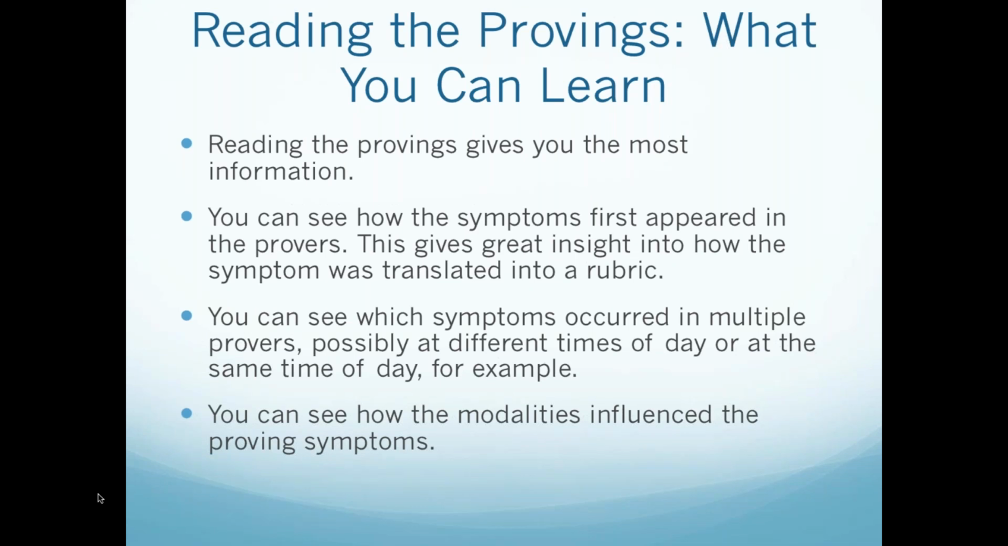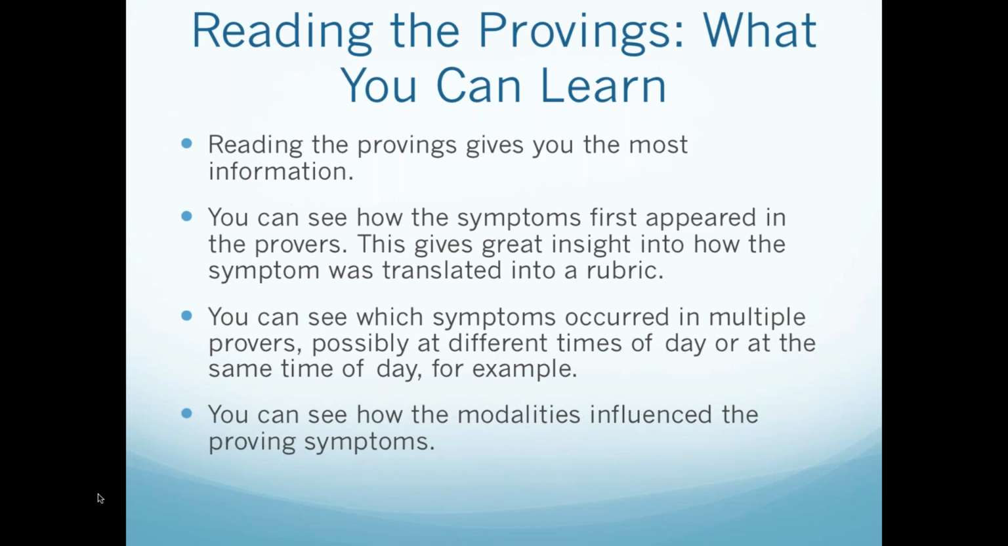You can see how the symptoms first appeared in the provers. And this gives great insight into how that symptom was translated into a rubric. And, you know, I know that sometimes I'll look at a rubric and you'll see a lot of different remedies in there. And Sue, I remember we had you give a talk on this years ago at an AVH meeting. It was great. Anyway, what you then do is you go back and you're looking at how that symptom appeared the very first time in the provers, and you can see how it made its way into that rubric. And it might be something totally different than what you were aiming for, in which case you might decide, oh, well, it looked good, but clearly this isn't the remedy that I want.